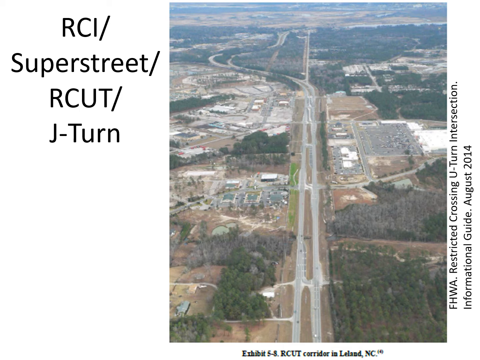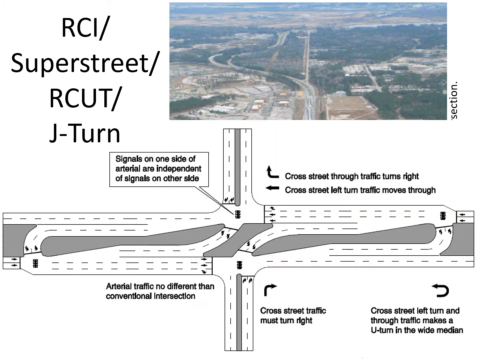So this is an RCI or Superstreet or RCUT or J-turn; different states and the federal government refer to these in different ways. RCI stands for Reduced Conflict Intersection. RCUT stands for Restricted Crossing U-turn. It has a similar look to a median U-turn, and we'll talk about the differences here. It can be done at a corridor level, which is popular, or also at a single intersection.